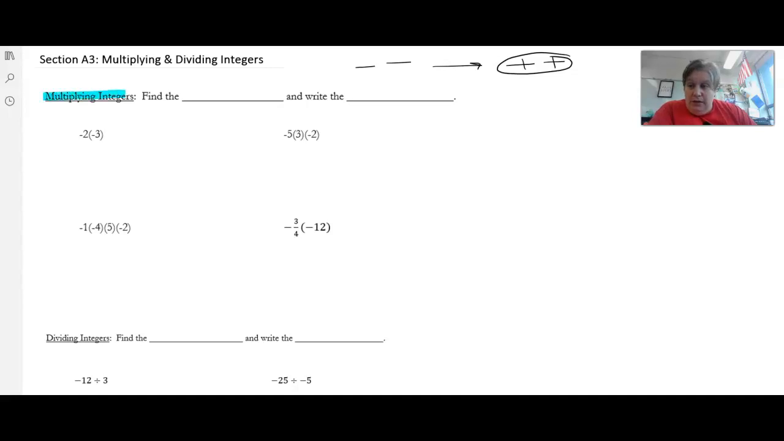Okay, so for multiplying, let me make that a little thicker. You're going to find the product, and remember, product is just the fancy math word for multiply, and then you're going to write the negatives. And what will happen is you'll have something like this, where if you have 2 or more, you might be able to circle them and make them positive.